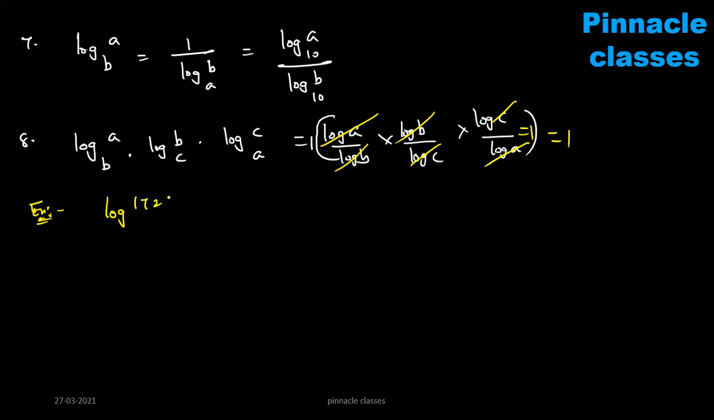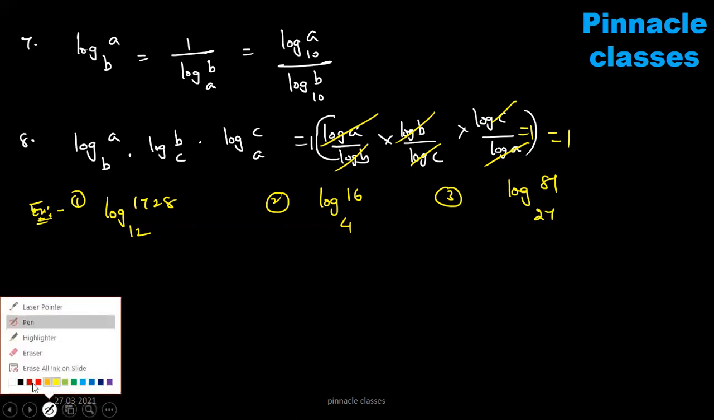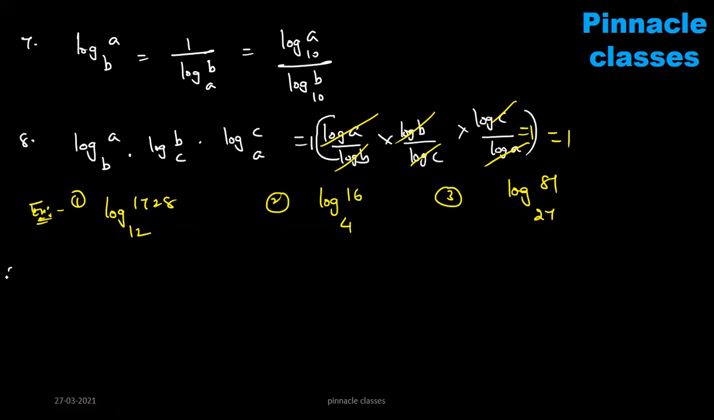Log 1728 to the base 12, question number 1. Question number 2: log 16 to the base 4. 3: log 81 to the base 27. So, dear students, these are the 3 questions. Now I'm giving some suitable formulas. First of all, 1728, how to write? That is 12 cube to the base 12 power 1.